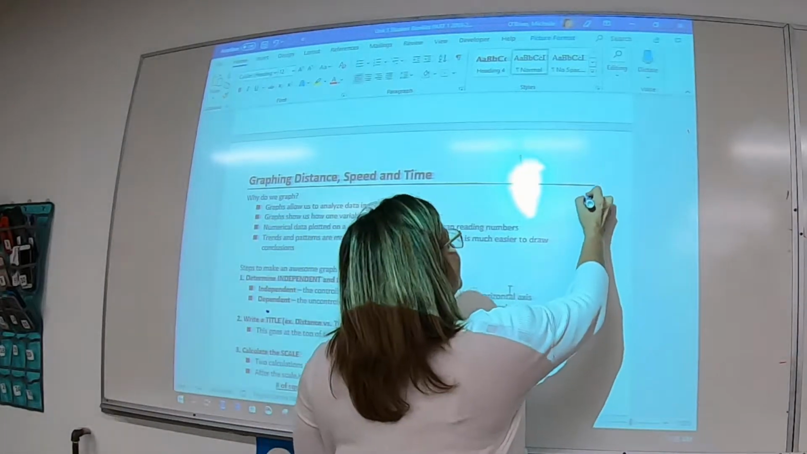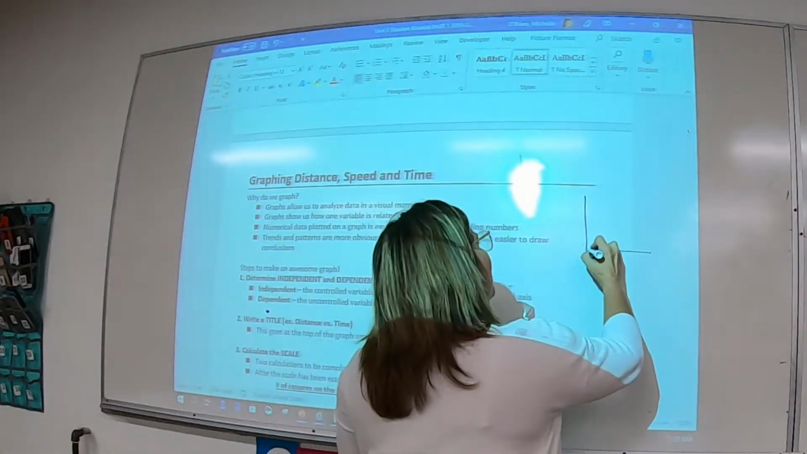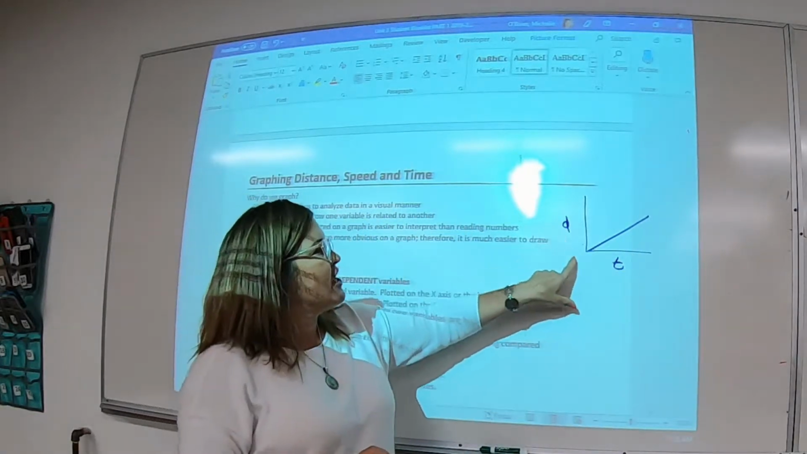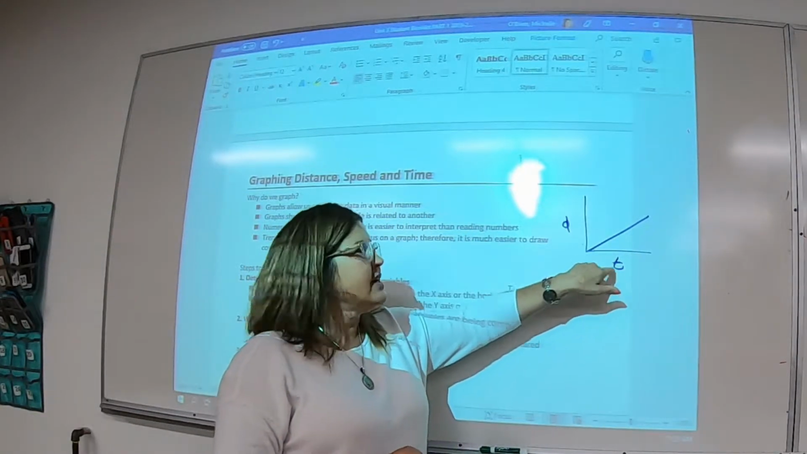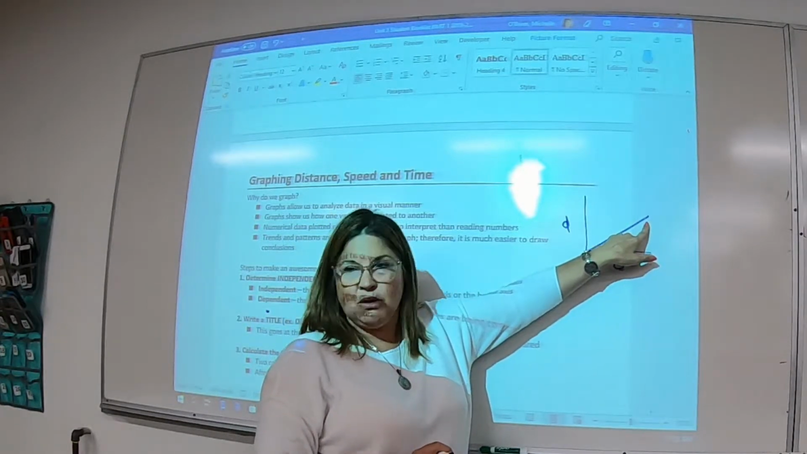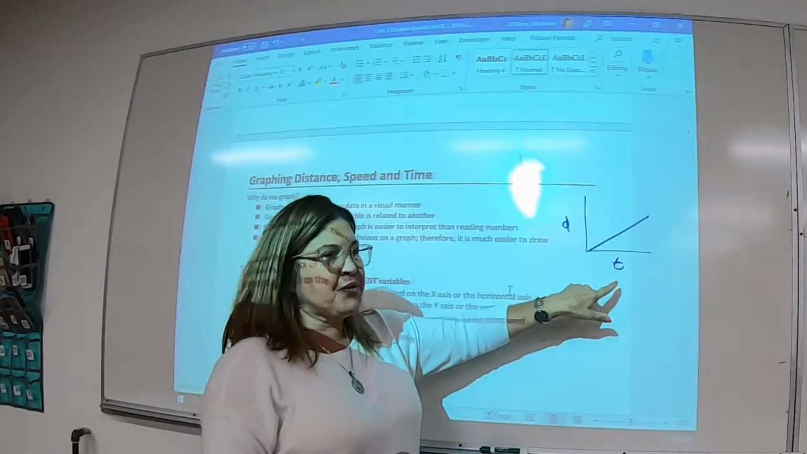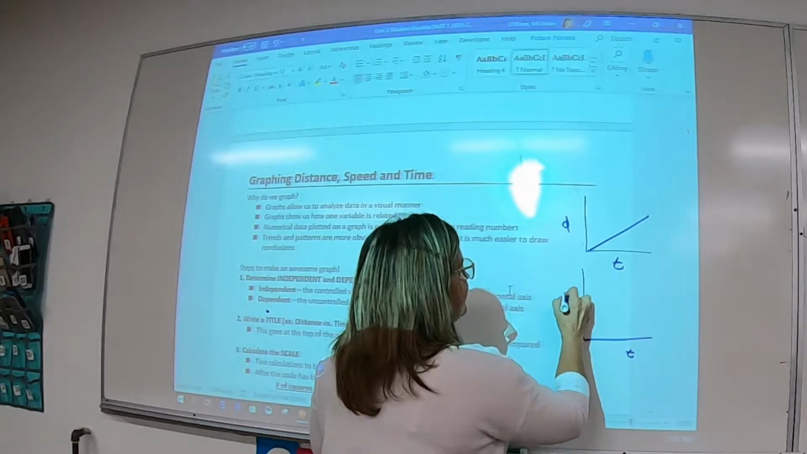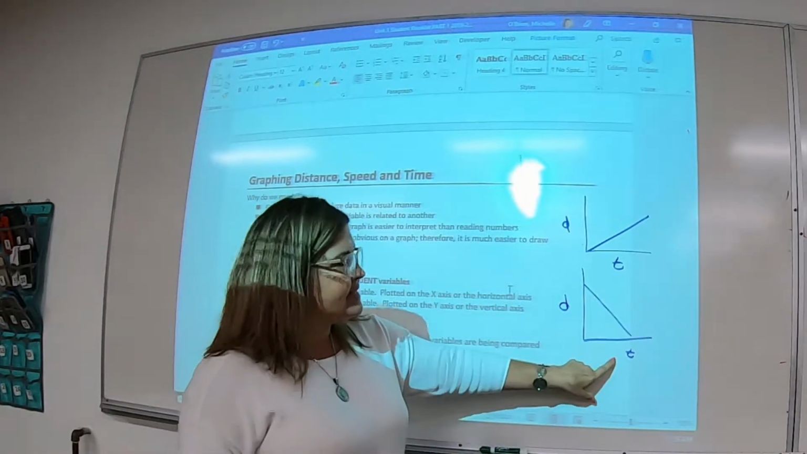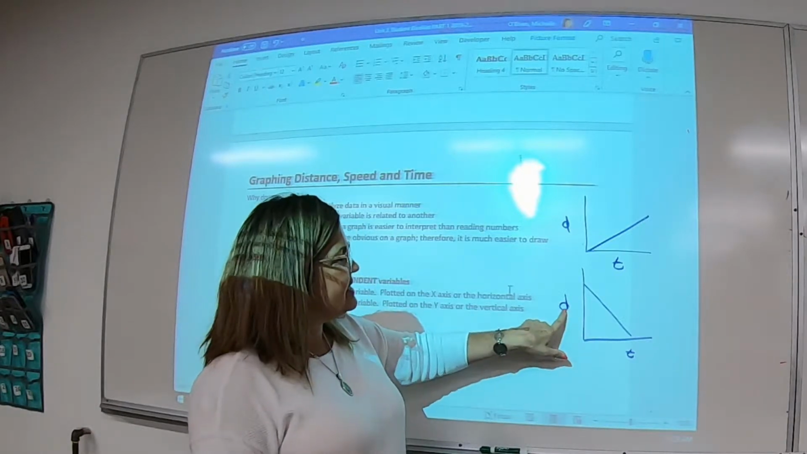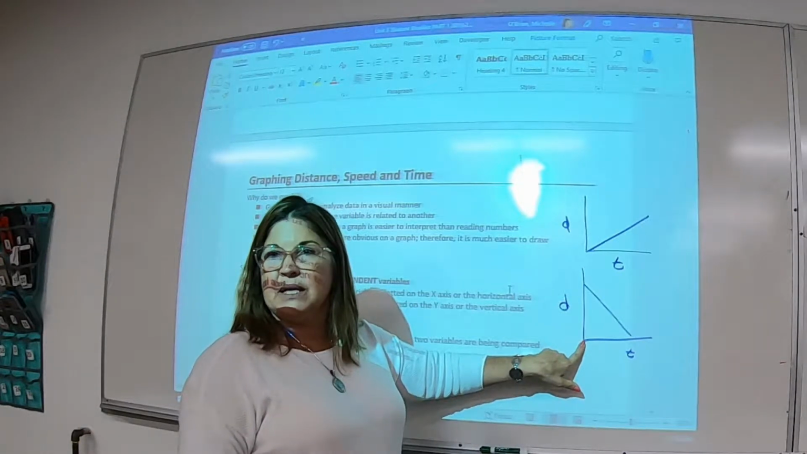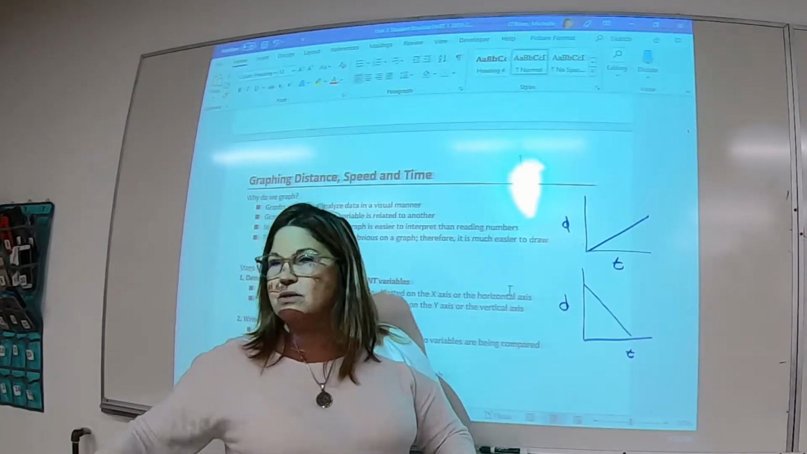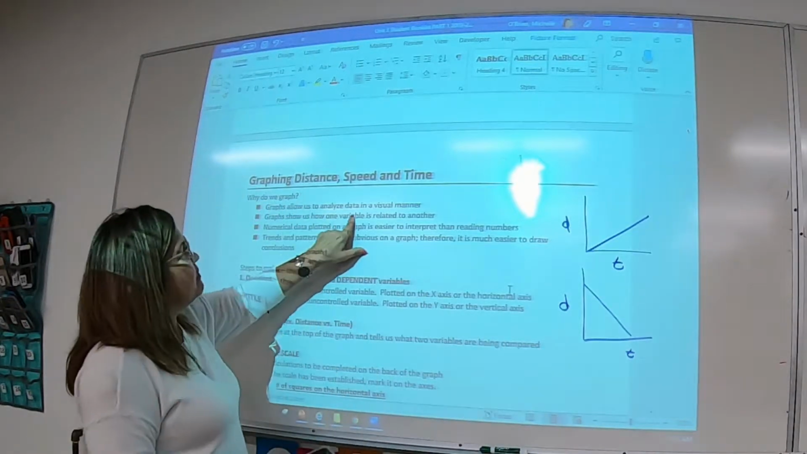So if we had a graph and the line looked like this, we could say as your time passes, the distance away from home also increases. So both of those increase. Here, we could say as time passes, the distance towards home is going to decrease. You're going to get closer and closer to home. So that's what we're talking about, how they're related.